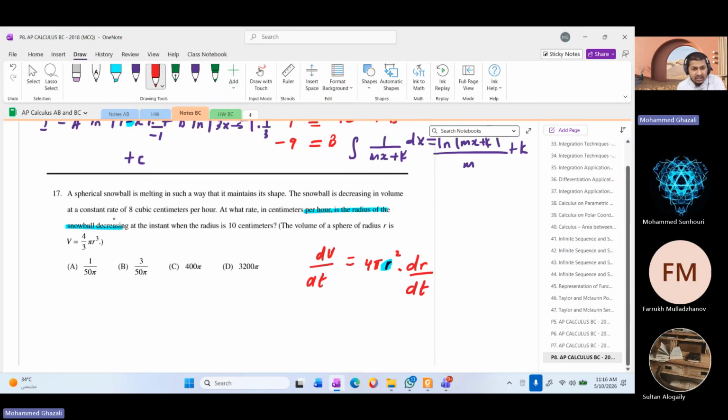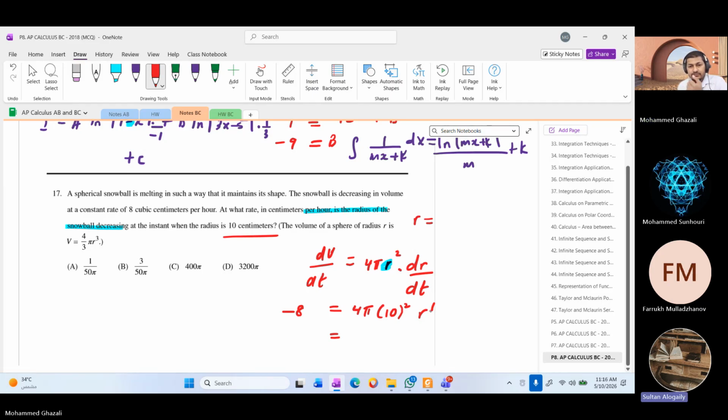What's dV/dt? That's what you need to find. No, the snowball is decreasing in volume at a constant rate of 8 cubic centimeters per hour. So -8 equals 4 pi. What's r? r is 10 centimeters. So that's 10 squared. What's dr/dt, times r prime? That's what you need to find. What's r prime in this case? r prime is dr/dt. Yeah, but what's radius prime? That doesn't make sense. That's what you need to solve.